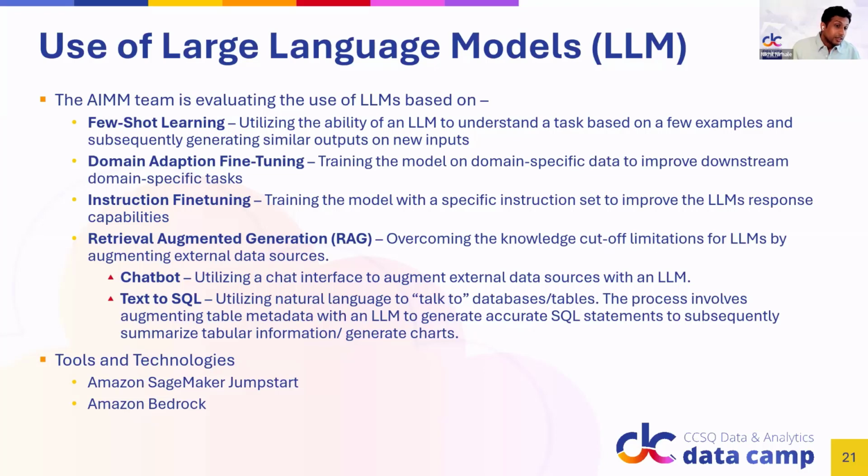This is slightly different. Domain adaptation fine tuning and instruction fine tuning involve model training. Few-shot learning doesn't involve model training. It's something very specific to your current session that you're working on, and that will go away once your session is over. But domain adaptation fine tuning and instruction fine tuning do use model training in the backend. It tunes the weights of the model to generate the right response.